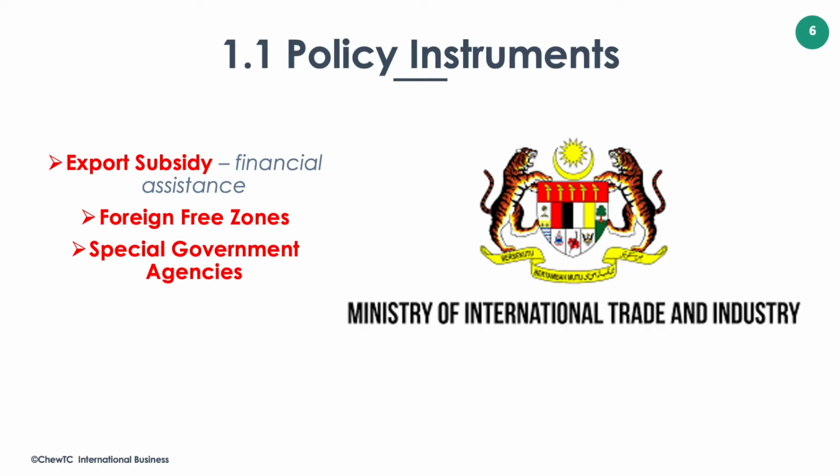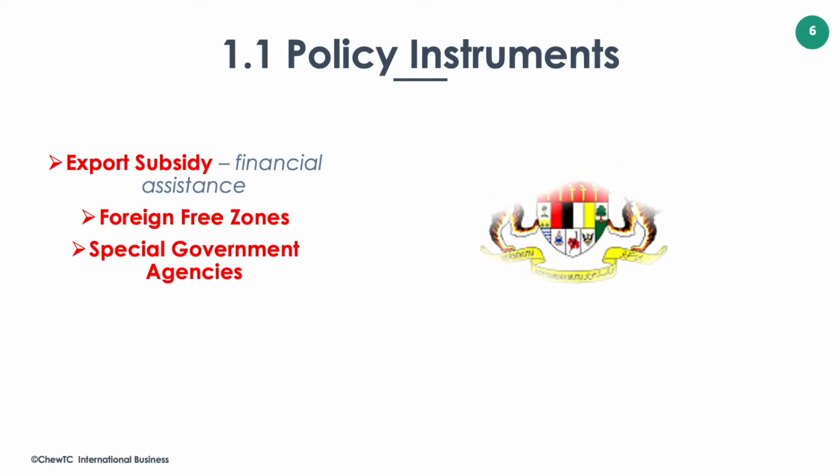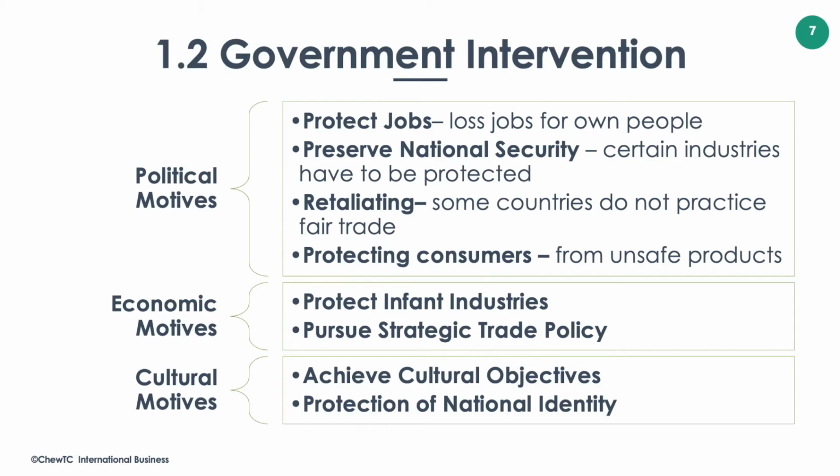Now that we have reviewed the various instruments of trade policy that government can use, it is time to look at the case for government intervention in international trade. Let's take a closer look at the political, economic, and cultural motives for intervention. Political arguments for government intervention cover a range of issues, including preserving jobs, protecting industries deemed important for national security, retaliating against unfair competition, and also protecting consumers from dangerous products.